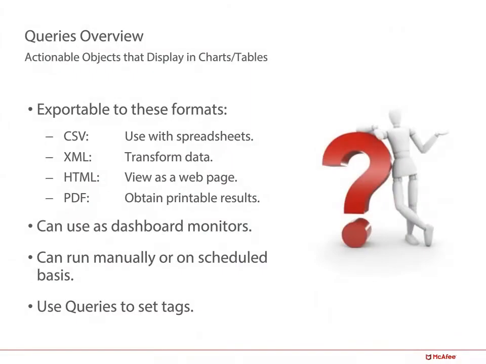And the queries that you have available in EPO, always remember these are actionable objects that can display in charts or tables. And you can export the results into a CSV file, an XML file, an HTML, or a PDF. These are also objects that you can use as dashboard monitors. You can run these queries manually, or you can have a scheduled query run, and you can have it automatically be emailed to you on a regular basis.